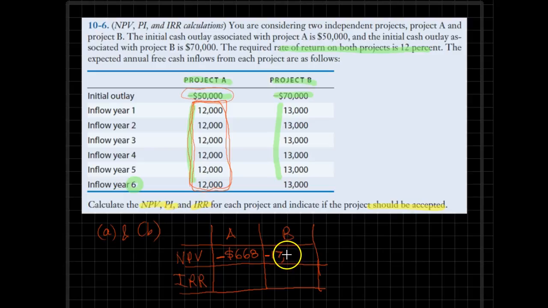My apologies. So minus 16,550. So let me make this correction quickly here. Minus $16,557. Regarding the IRR, using the second row of your financial calculator, you should realize that the first project has an IRR of 11.53%, whereas project B has even worse, 3.18%.